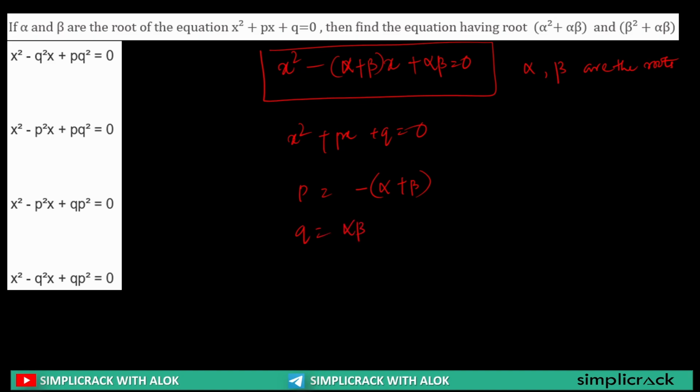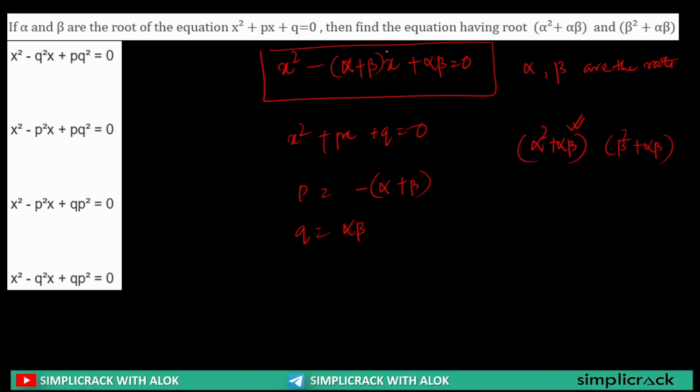Alpha beta. Okay, see, if this is going a bit fast, try to pause it and understand each and every concept, because these are, you can say, everything about your mathematics paper. So you need to understand each and every question very well. Now what it has asked: find the equation having roots alpha square plus alpha beta and another root, beta square plus alpha beta, right?